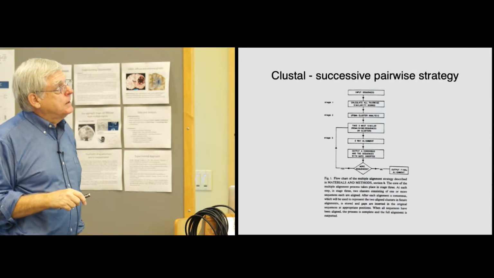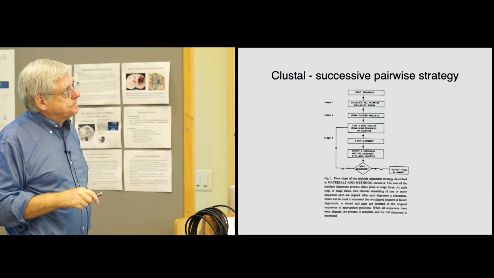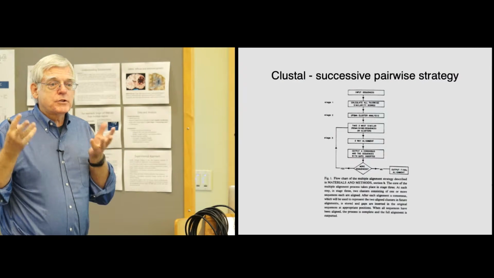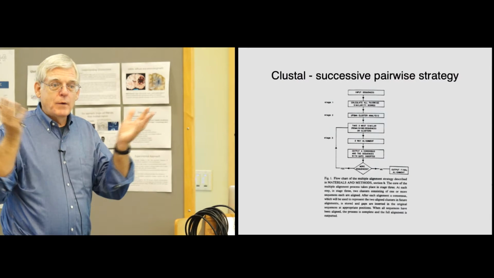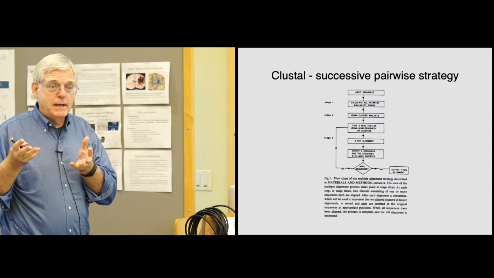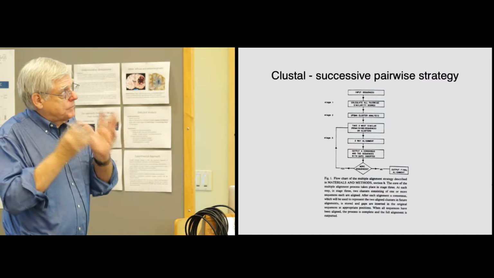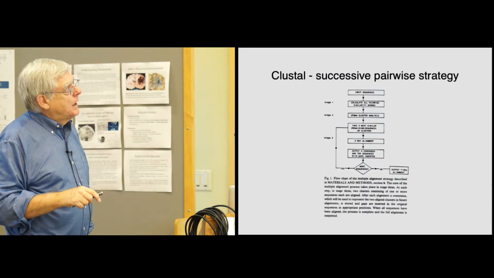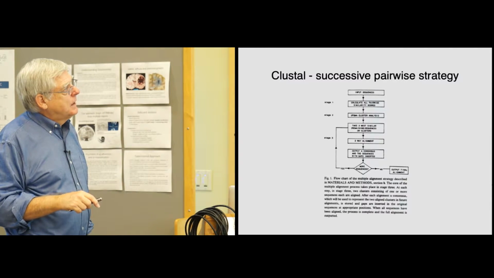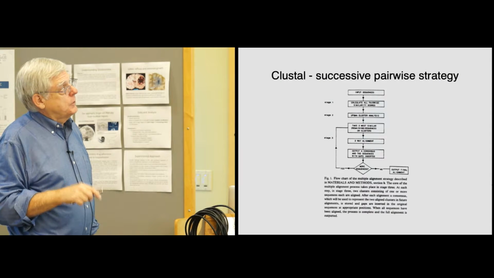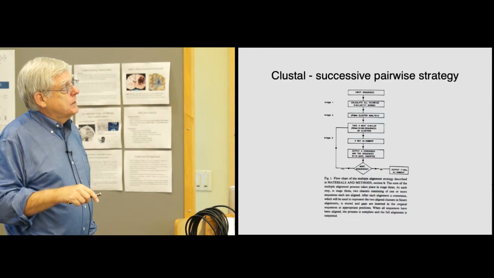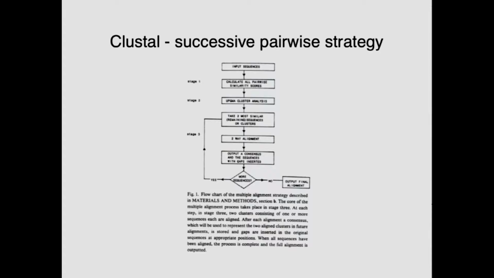The problem here is that the structure of the tree you're using, the order by which you decide which sequences are going to be aligned next, is fixed. You do not adjust that. You just follow whatever it was that was driving you in the first place. The good news is that this is pretty straightforward and you get a multiple sequence alignment.